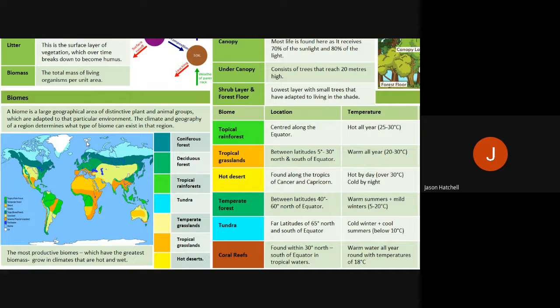And therefore, that also then dictates what types of plants and animals you will find in these places. So the really important thing to remember, as I said, is the climate is the reason for these biomes existing in these parts of the world. Notably, the UK, for example, is deciduous forest. So that's why we have a lot of green forest all year round.